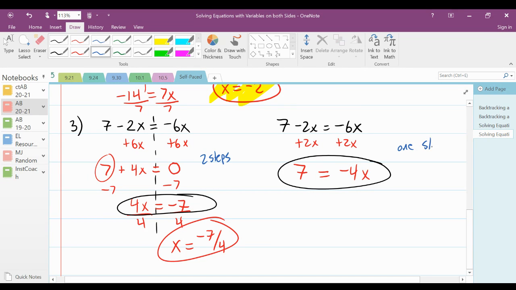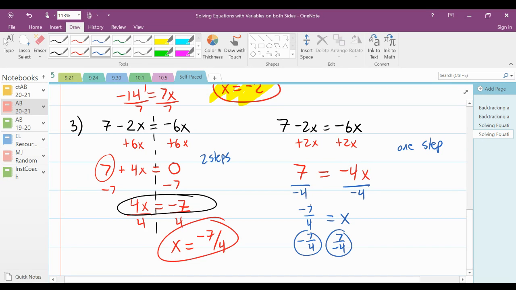So yes, we want to keep that variable positive if we can, but sometimes it's just easier to get the x on one side, opposite side of the number, and go from there. Notice the -4 with the x here. We had a -7 as a constant on the left side, but either way, that still gives us -7/4. You can call that -7/4 like that, or even -1 and 3/4. All of those are the exact same number for x.